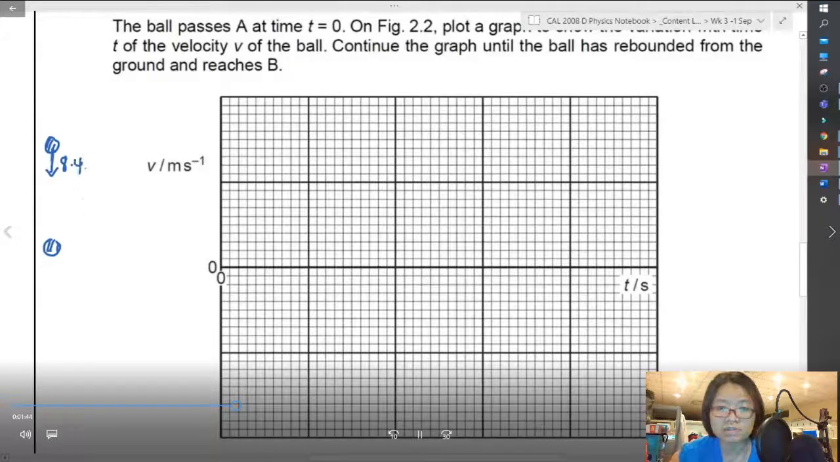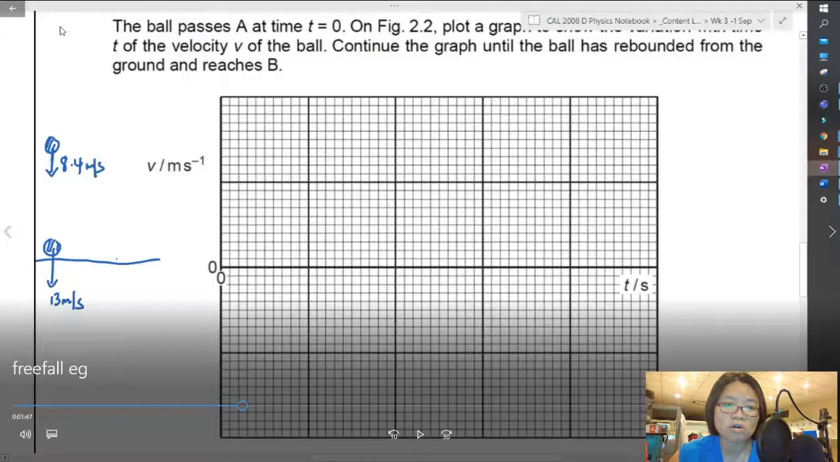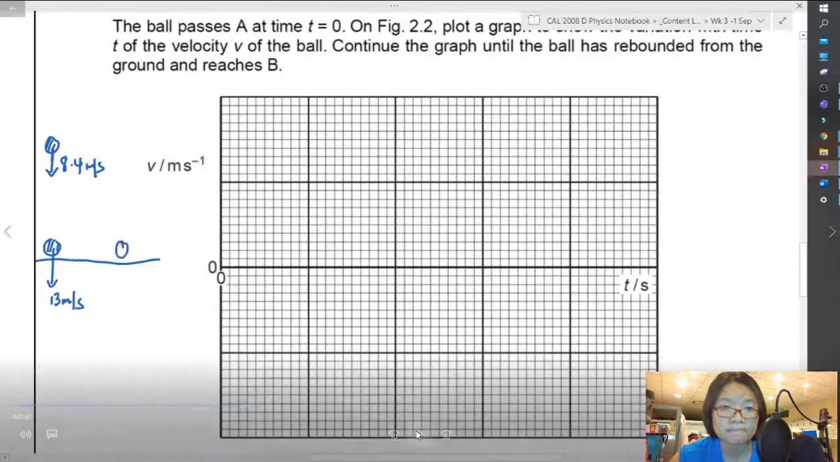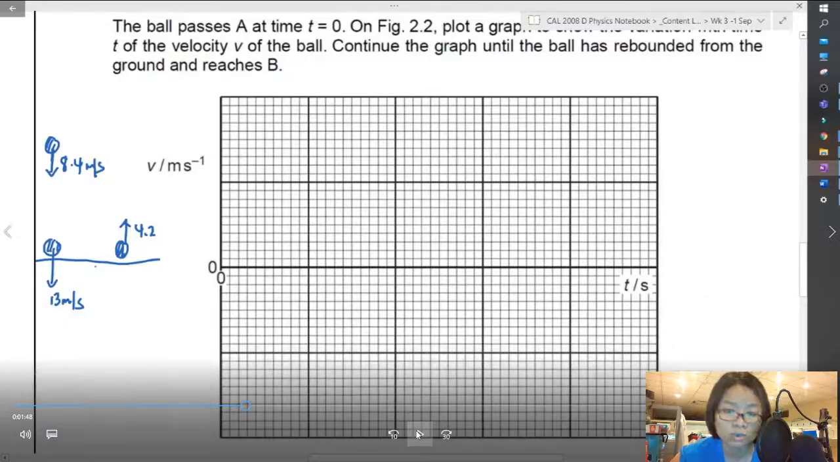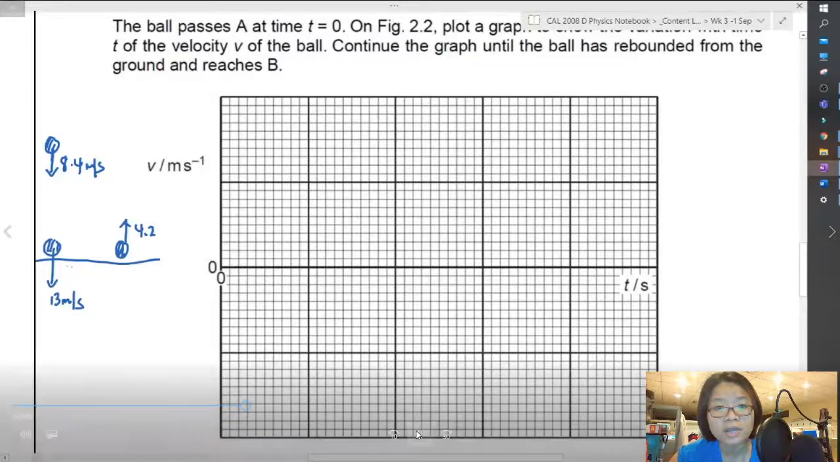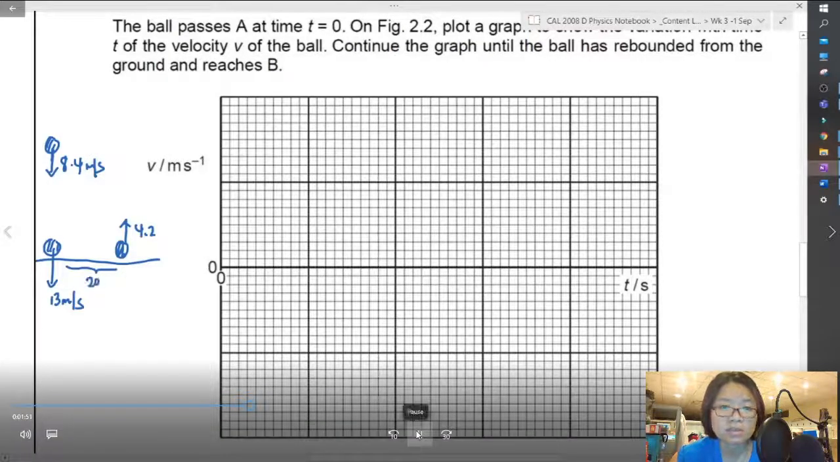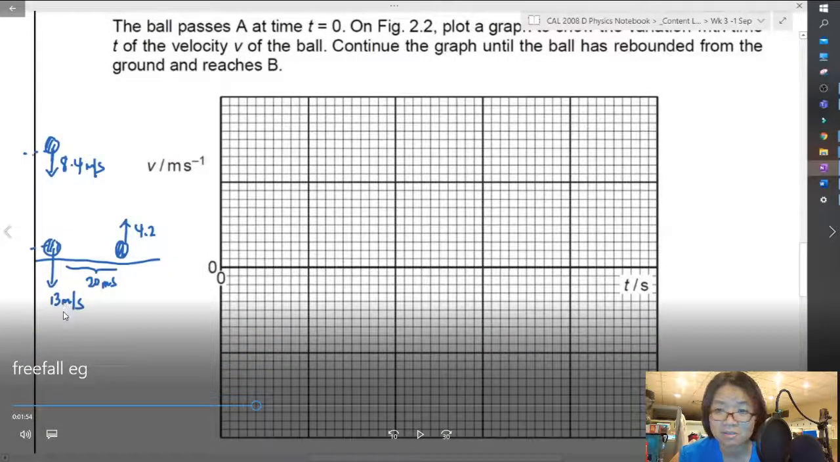So I'm just going to roughly sketch out the diagram again, because cannot see. So you're going to start off with 8.4 meters per second, hit the ground at 13 meters per second, travel away from the ground at 4.2 meters per second. How do I know? The question tells you. Leaves the ground at 4.2 meters per second. Alright, then it will go back to its maximum height. So the time taken for the ball to change from 13 meters per second downwards to 4.2 meters per second upwards is 20 milliseconds. Also, again, given by the question.